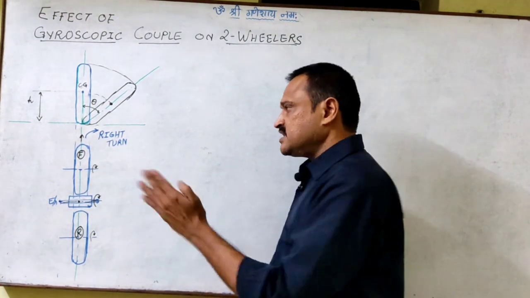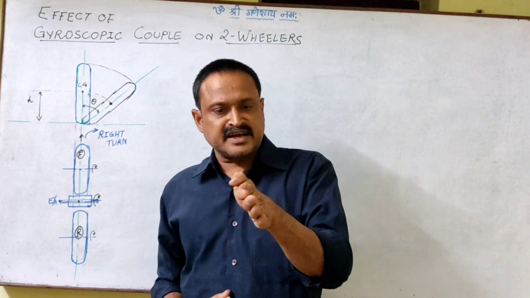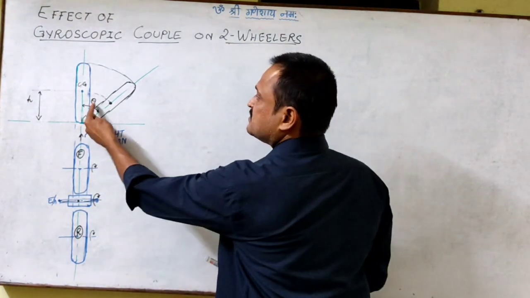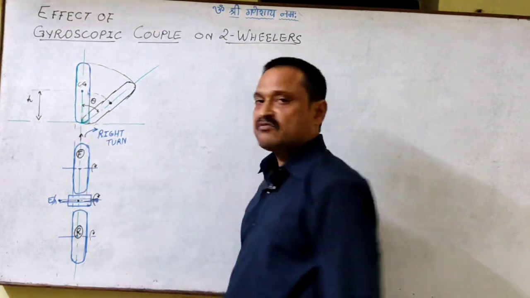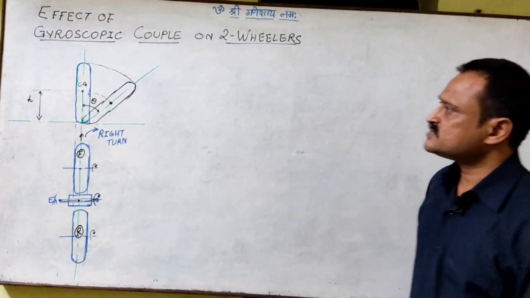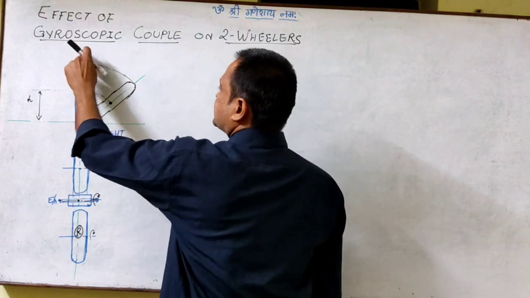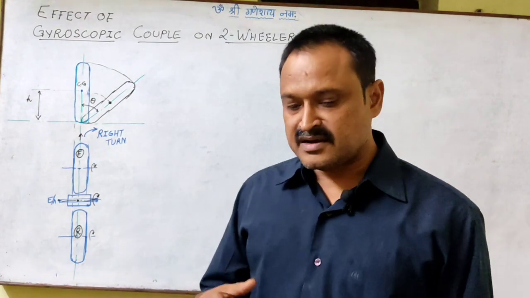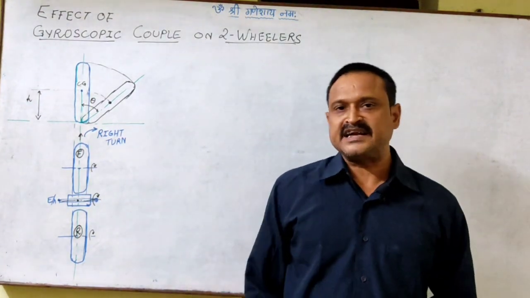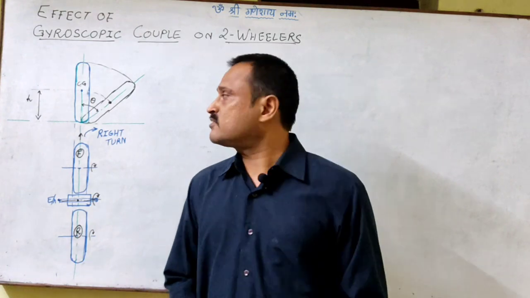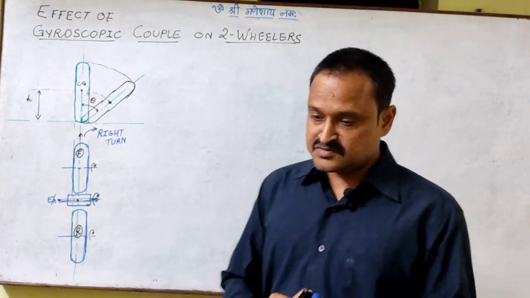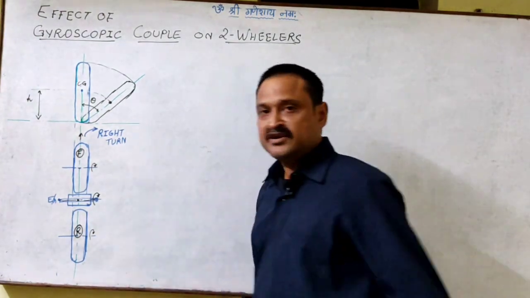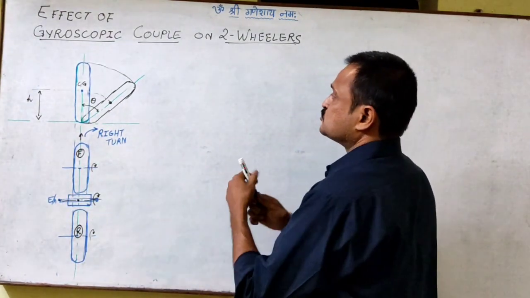And when it is taking a turn, let us say it has tilted, the vehicle or the wheel or the spin axis is tilted by theta angle from the vertical, right? So now we'll try to understand how this gyroscopic couple is affecting the turn of the vehicle. For that, first we'll try to understand the magnitude of this gyroscopic couple.